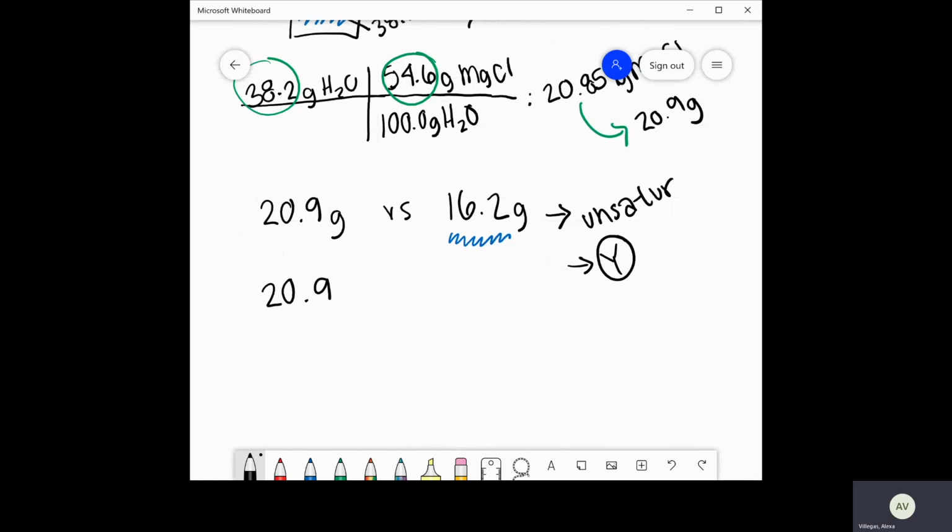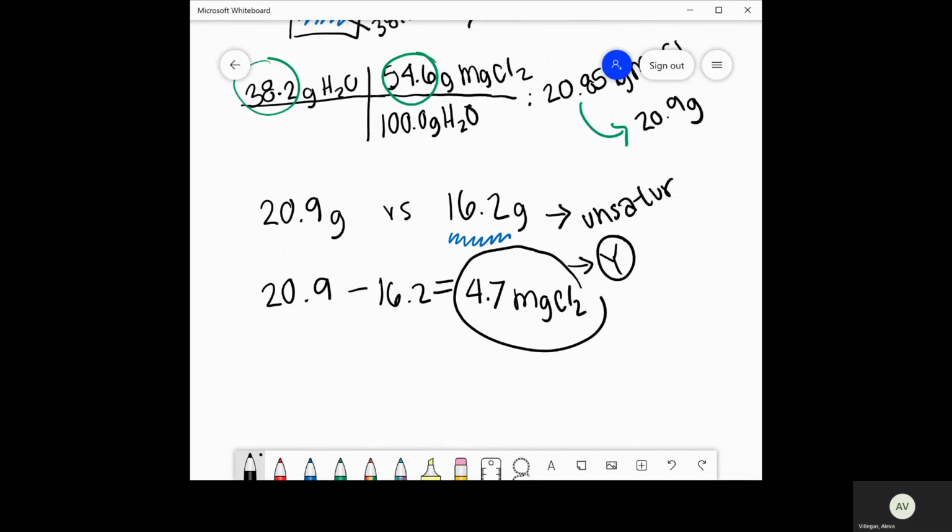So you're going to subtract the difference. So 20.9 minus 16.2, and that will give you 4.7 grams. So 4.7 grams of magnesium chloride. Oops, I was writing this down. Or what it would take to be saturated.